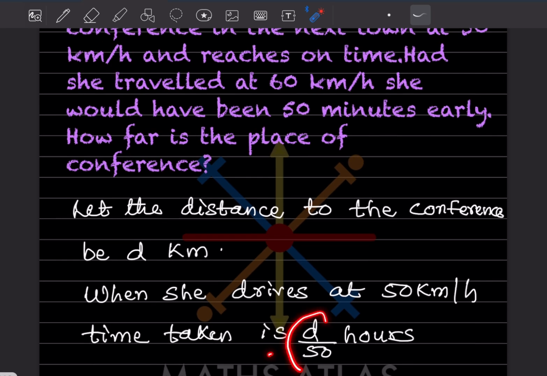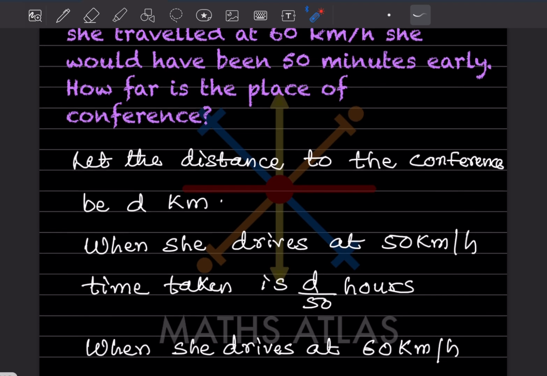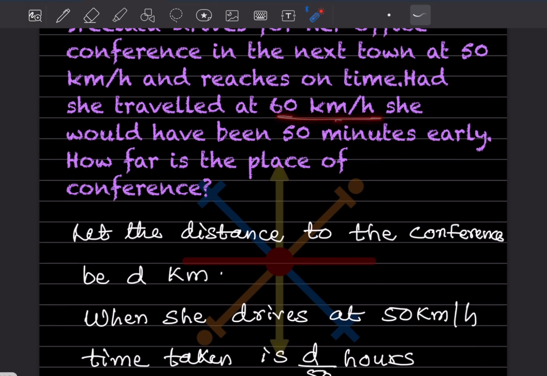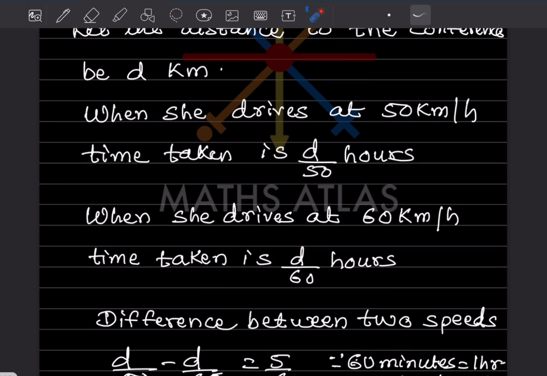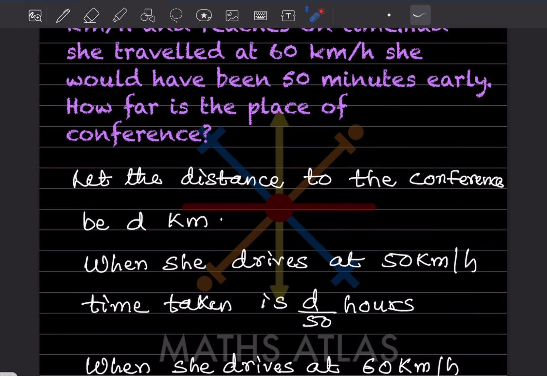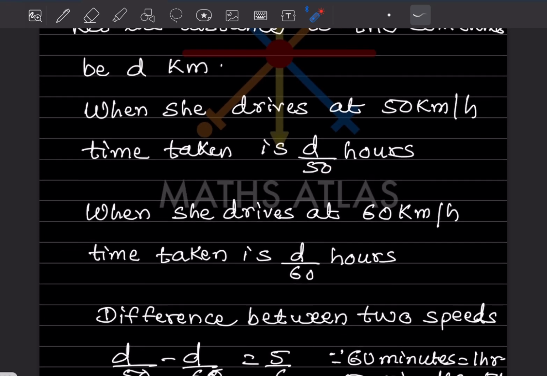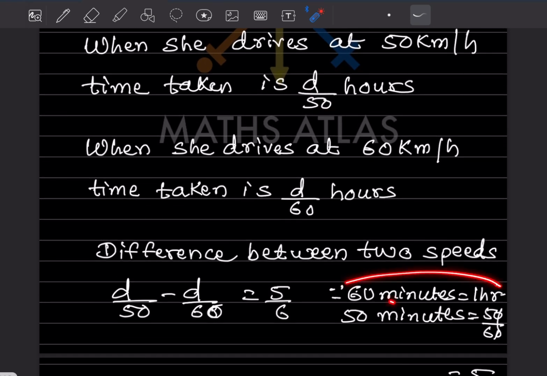Time taken will be, as I showed you, that will be d by 50 hours. So you know how to write this d by 50, as I showed you the previous one. So when she drives at this one 60 kilometer per hour, that is going to be d by 60. So now we'll see the difference between the two speeds, that is d by 50 and d by 60. That is going to be 50 minutes early, means this we are going to convert it to hours because this is in minutes. So again the same, 60 minutes means 1 hour. So 50 minutes is going to be, when you cross multiply, that is going to be 50 by 60. 0 and 0 gets cut, that is going to be 5 by 6. So here is 5 by 6.